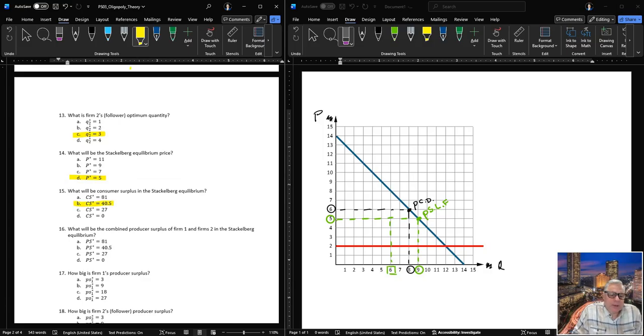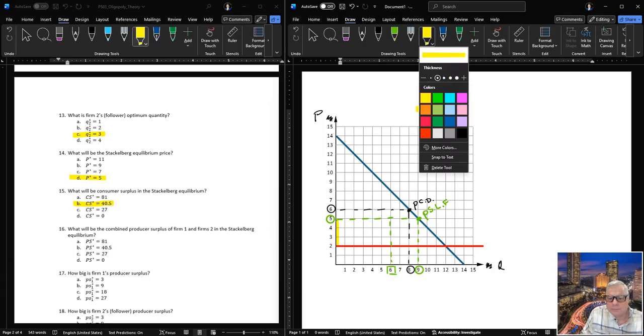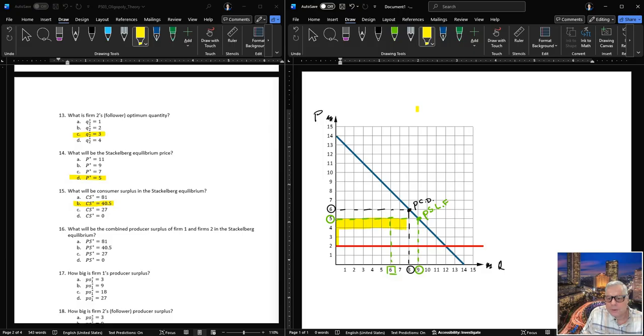What will be the combined producer surplus of firm 1 and firm 2 in the Stackelberg? Combined producer surplus. Okay, so it's everything above marginal cost. That would be all the way to quantity of 9. So this yellow area, which is 3 times 9, so that's 27.